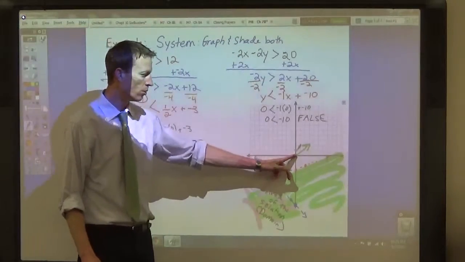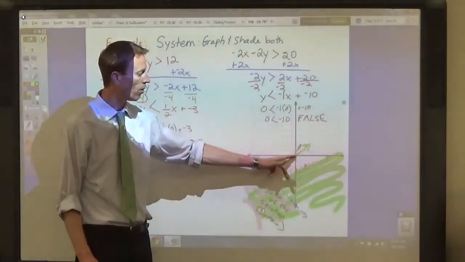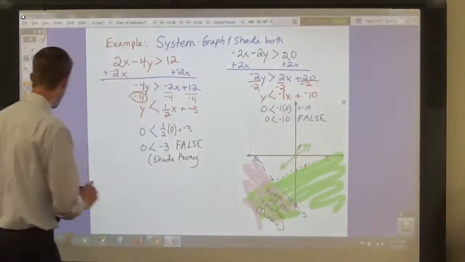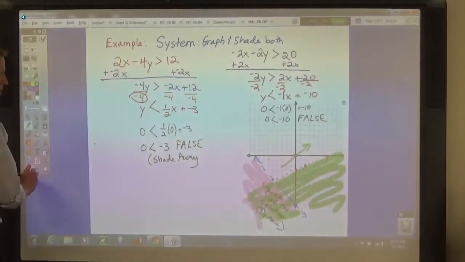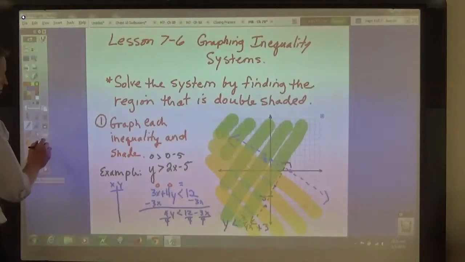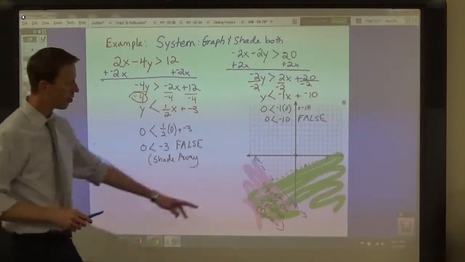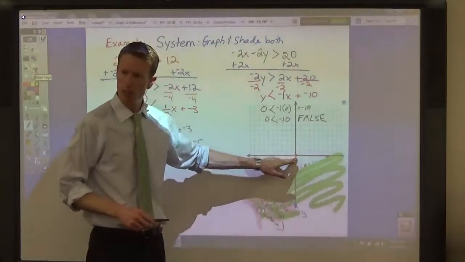So we maybe have to use 0, 1 or 0, 2. Okay? As long as the line does not go through 0, 0, then you can use that to check.